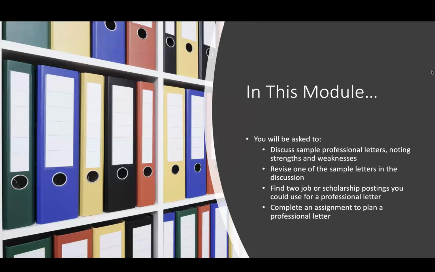In this module, you'll be asked to discuss sample professional letters and to note strengths and weaknesses that you see in these letters. You should revise one of the sample letters in the discussion. You should also find 2 job or scholarship postings that you could use for your own professional letter. And then you'll be asked to complete an assignment that helps you plan your letter assignment.